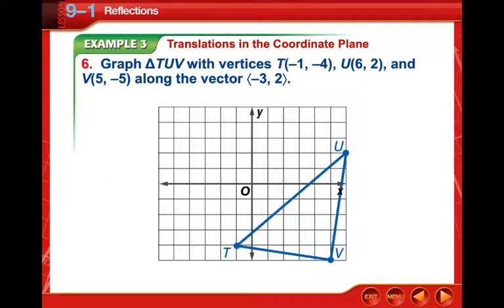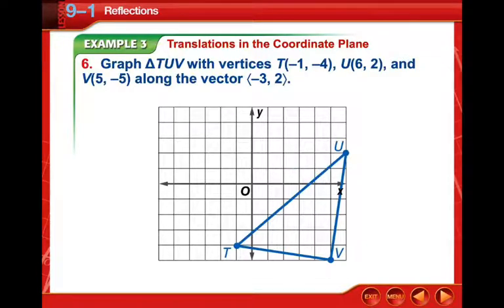So here we are given this triangle and our vector. There's a couple of different ways we could do this. We could write it out, or we could actually just change it based off what's happening, right? A vector of -3, 2 means it's going to the left 3 and up 2. So we could do it that way too. But sometimes you want to write it out as well.